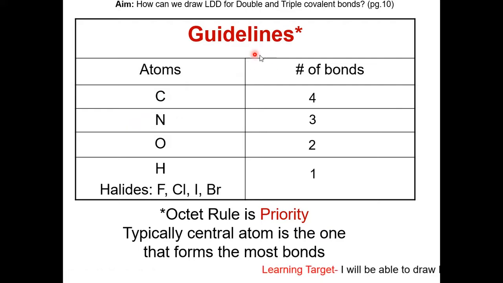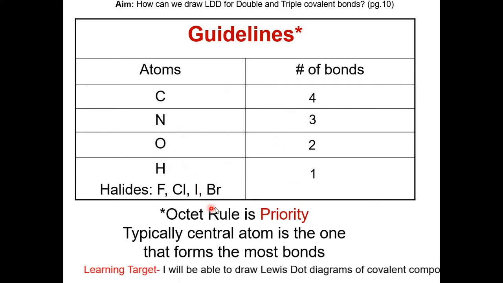This is just a reminder, these are the guidelines. Carbon typically forms 4 bonds, nitrogen 3, oxygen 2, hydrogen and halides 1. But in all cases, the octet rule is the priority. Typically, the central atom is the one that forms the most bonds.